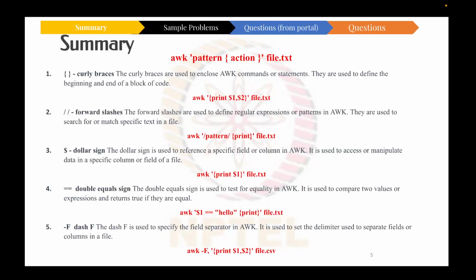So as I mentioned previously, awk is a command line tool used for text processing and data manipulation. It is commonly used for parsing and transforming structured data such as CSV or log files. So here I have given some of the basic examples or basic syntax for awk. First one is awk pattern action and file.txt. So in this syntax, pattern specifies a regular expression or condition that matches the lines of the file, and action specifies the action to be taken on the matched lines.